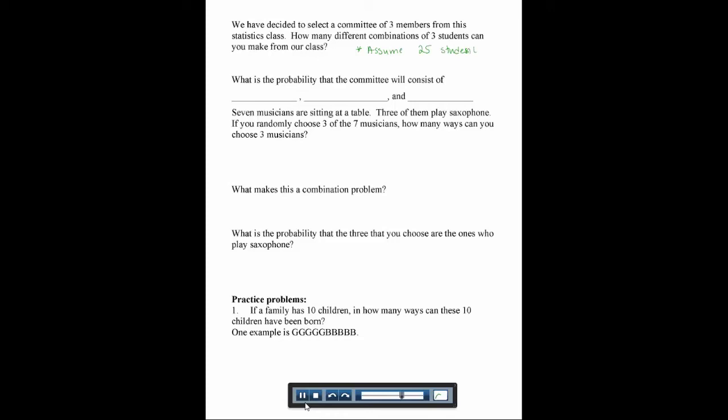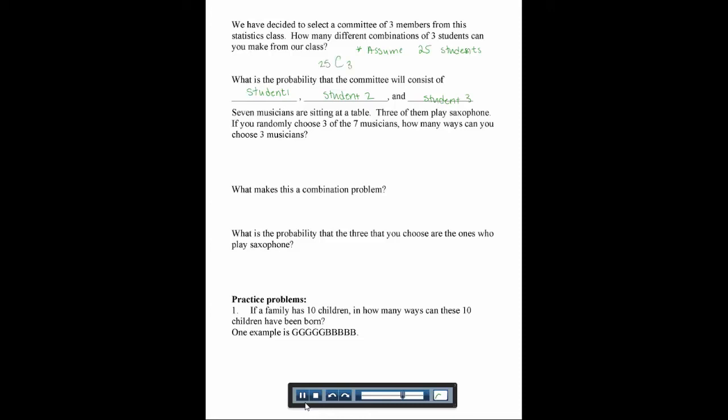Okay, so normally if this was a regular class, I'd pick out some names, like what's the probability that the committee will consist of Emily, Steve, and Joe, or whatever. But the names really don't matter. We can just say, what's the probability it's some specific student 1, student 2, and student 3. Well, first we need to find out how many different committees there can be made, and that would be 25C3.